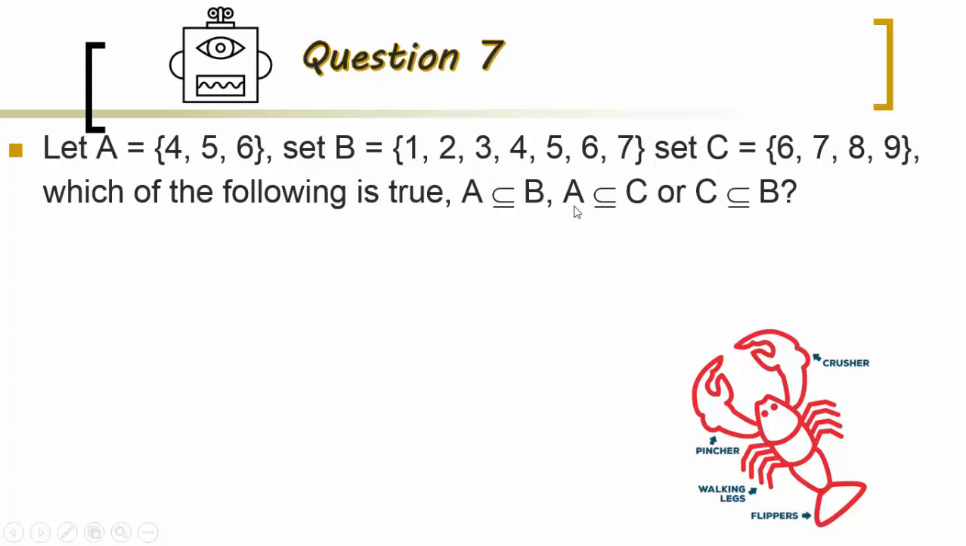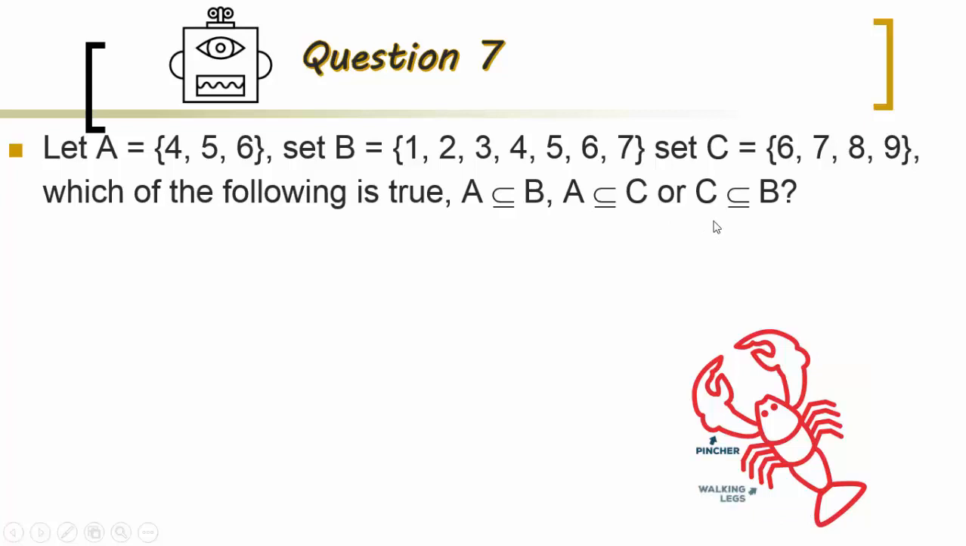How about A, a subset of C? Well, let's look at A. Well, 4 does not look like it's in C. 5 is not in C. 6 is in C, but since 4 and 5 are not in C, we can conclude that indeed A is not a subset of C.